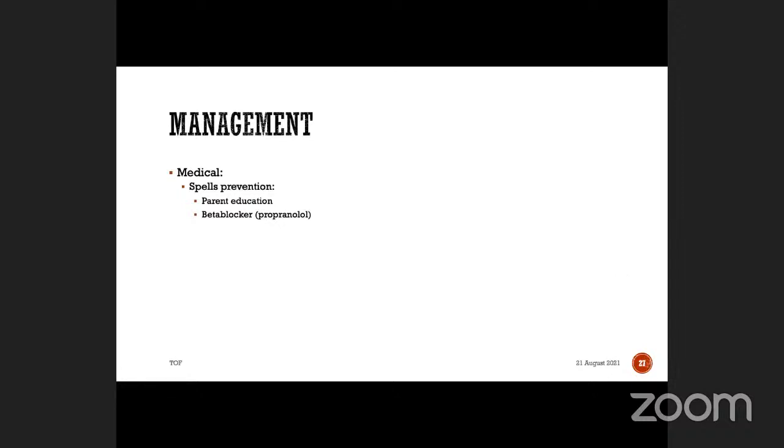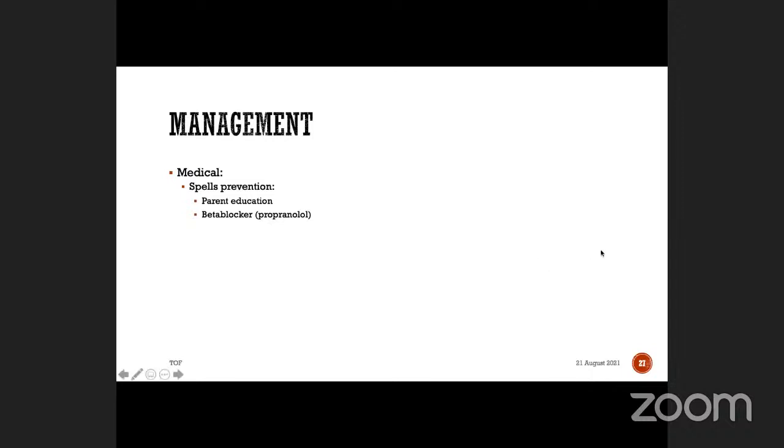So medical management is very important. You have to educate the parents how to deal with the cyanotic spell during infancy. That's very important because there are very small, simple maneuvers that they can do to save the baby's life. So squatting, calming the baby, putting them on their belly, decreasing the noise, and medications also, but the medications take a while.